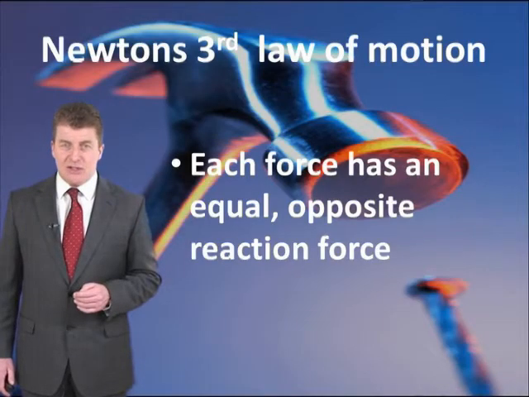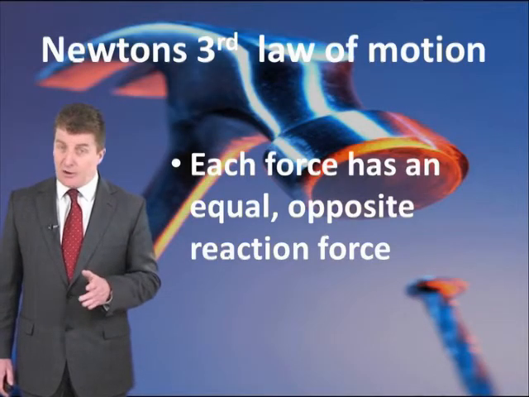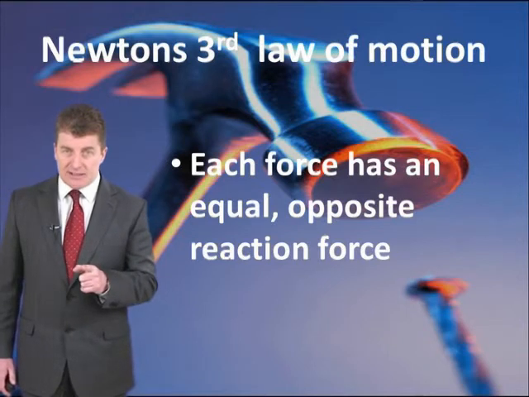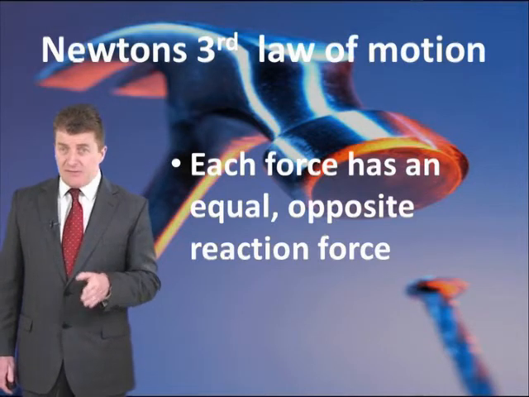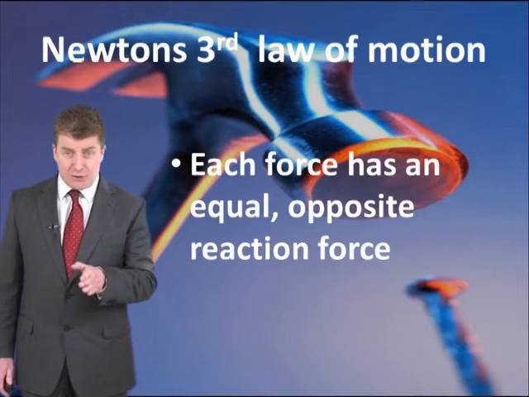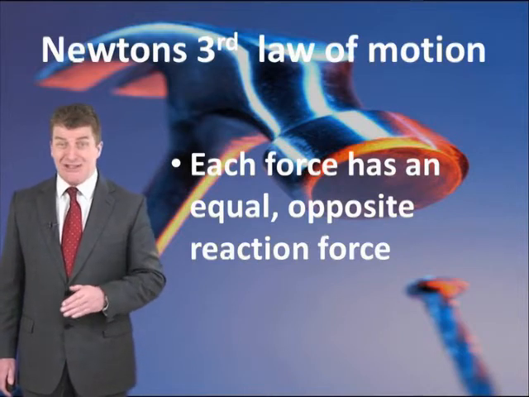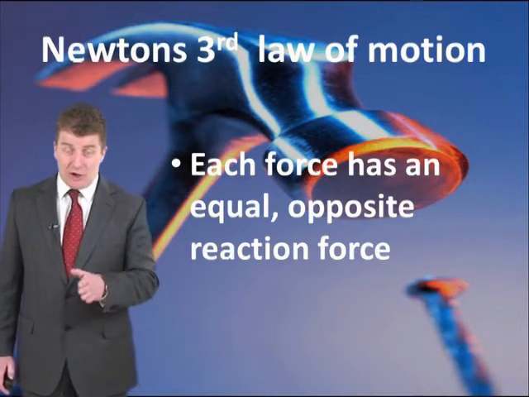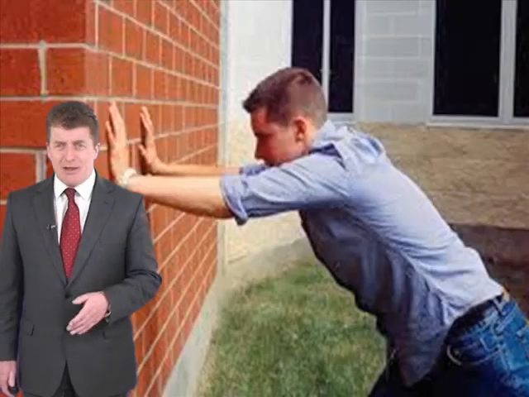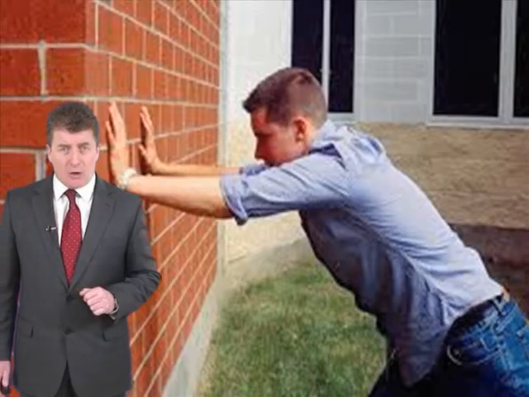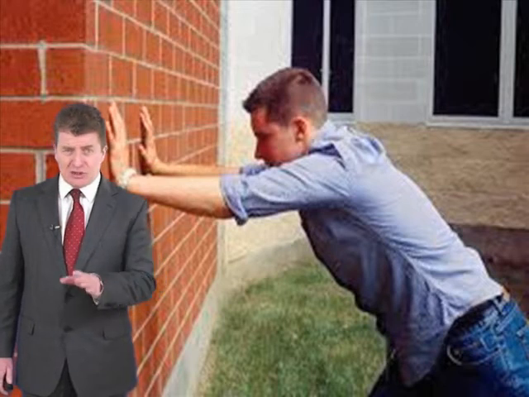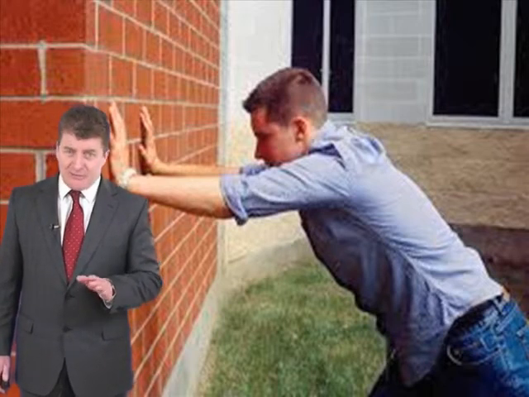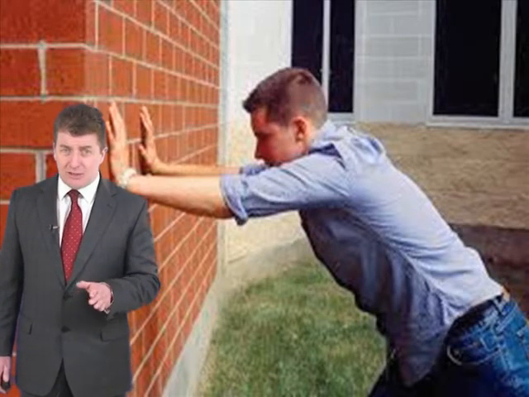What is Newton's third law of motion? Each force has an equal and opposite reaction force. In other words, if an object A exerts a force on object B, then object B exerts an equal and opposite force on object A. For example, if you push against a wall, the wall actually pushes back against you just as hard. Yeah, it's pushing back, there's a force on it. As soon as you stop pushing, so does the wall.